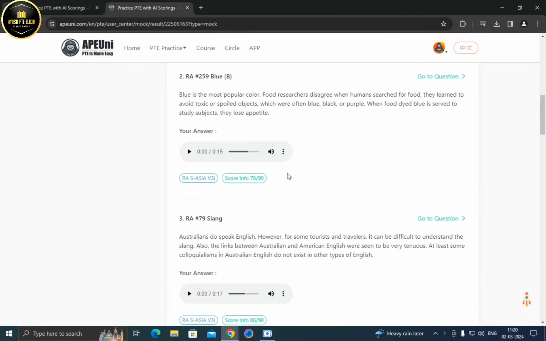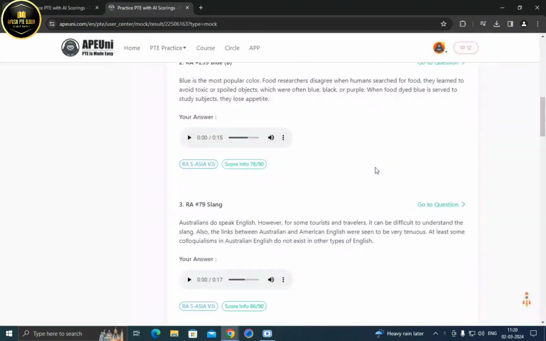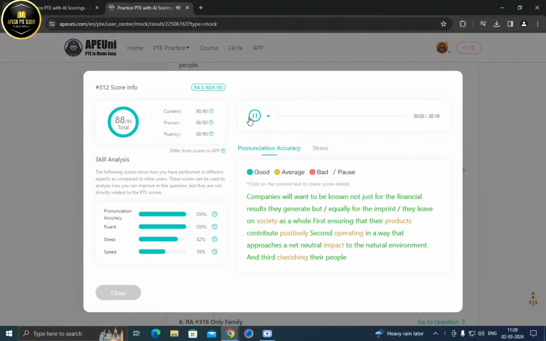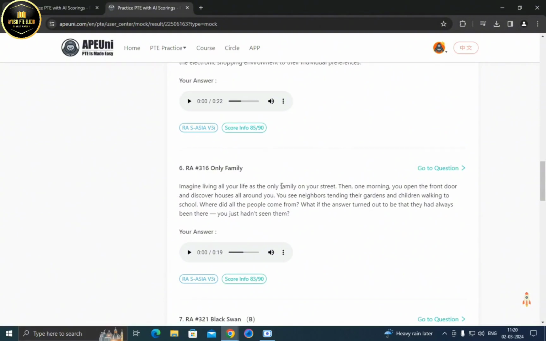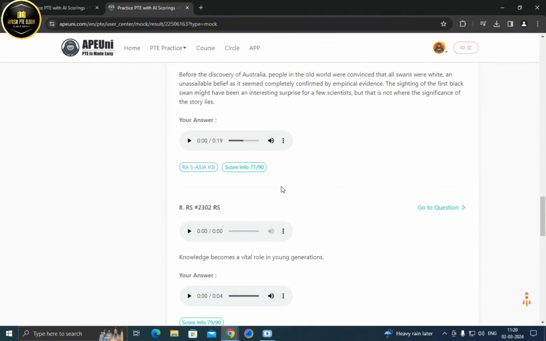Some pauses came up. Then I got 78, where there may be some errors in pronunciation, but I've got good marks like 88 in this. Then 89, 86, 90. Just maintain the same flow that I am using right now. You have heard it; go and check the test again and you will find out.